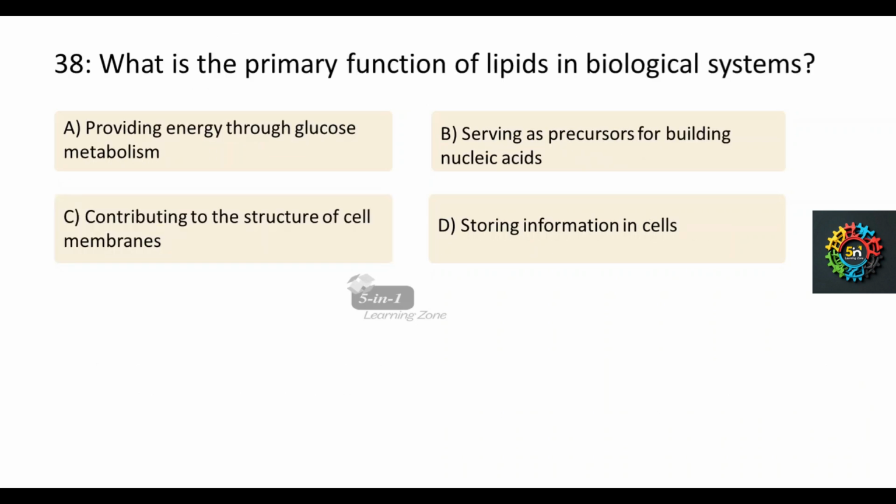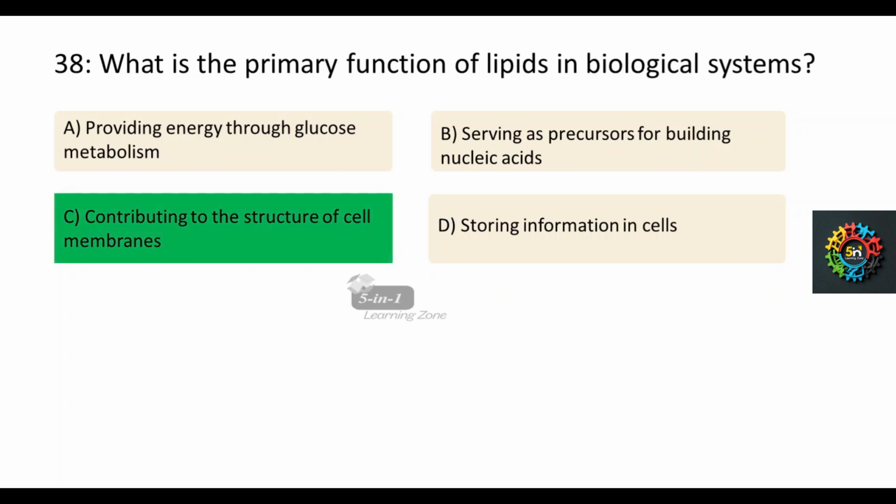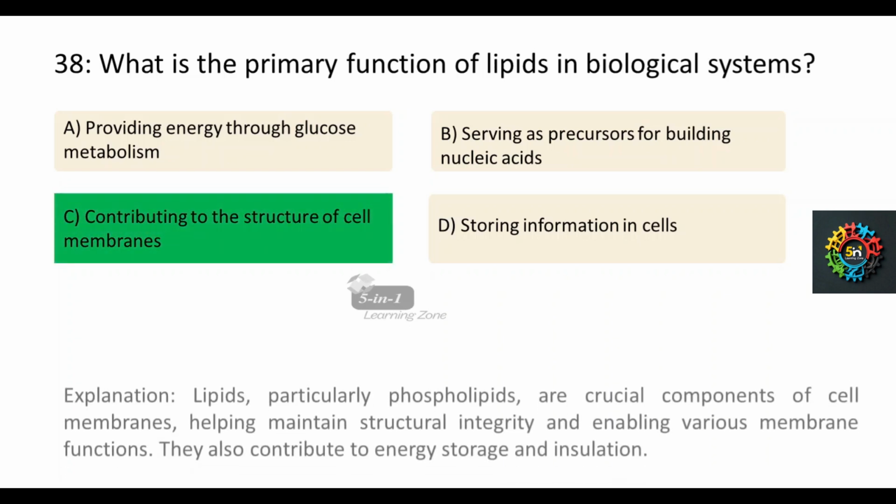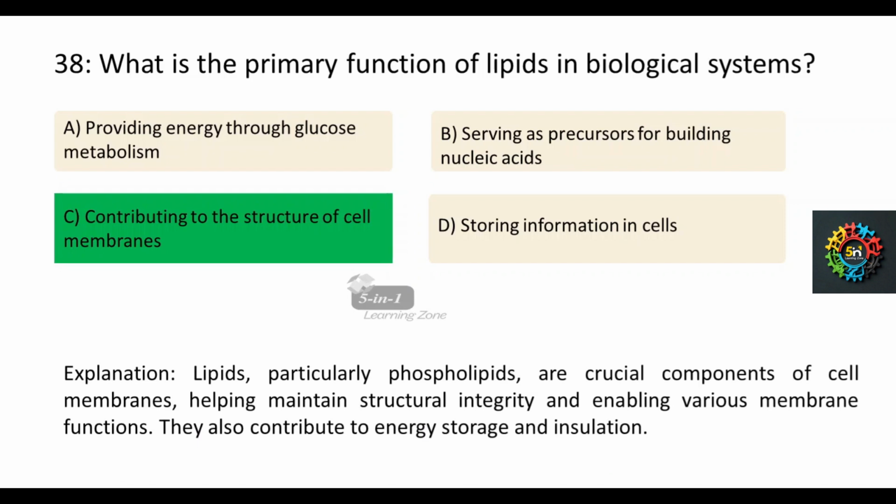38. What is the primary function of lipids in biological systems? Answer. C. Contributing to the structure of cell membranes. Explanation. Lipids, particularly phospholipids, are crucial components of cell membranes, helping maintain structural integrity and enabling various membrane functions. They also contribute to energy storage and insulation.